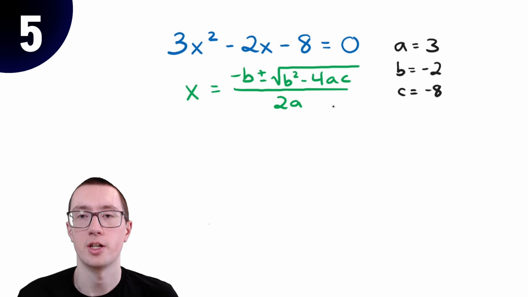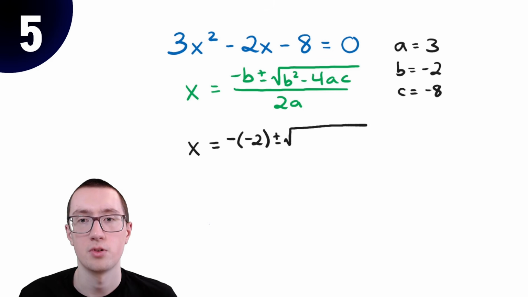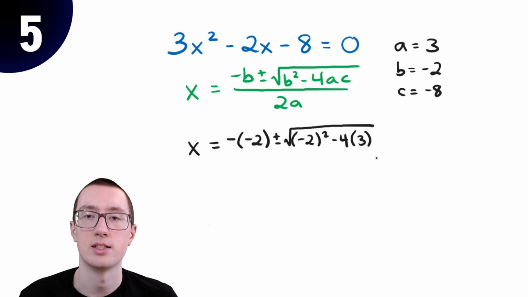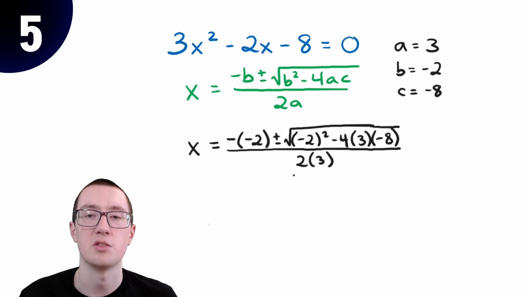So all we have to do is plug in the numbers. The hard part is being careful about all the signs and making sure that we're not making a mistake. So let's go ahead and start plugging in our numbers. We have minus b, and b is minus 2. So this is going to be minus minus 2, plus or minus the square root of b squared. b is minus 2, so that's going to be minus 2 squared, minus 4, and then a. a is 3, and then c. c is negative 8. And then this is all going to be over 2 times a, and a is 3. So it's going to be 2 times 3. And now we just need to simplify this down, which may take a while, but we'll just take it one step at a time.